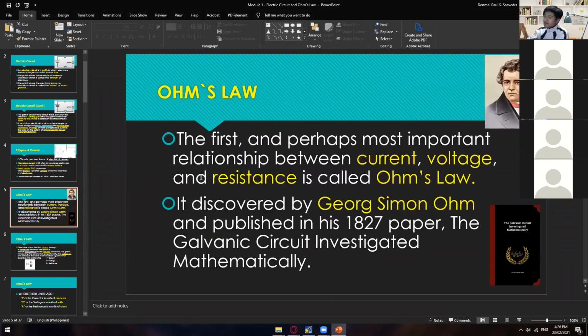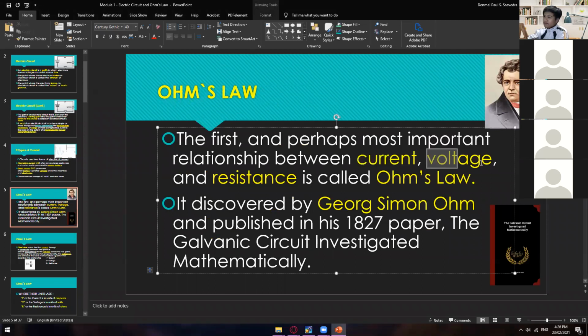So let us now talk about Ohm's law. When we see Ohm's law, it is the relationship between current, voltage, and resistance. One thing that might come up in our mind when we see Ohm's law is the formula, V is equal to IR or I is equal to V divided by R. But Ohm's law is the relationship of your current to voltage and to your resistance. So that is the main definition of Ohm's law, not the formula itself.